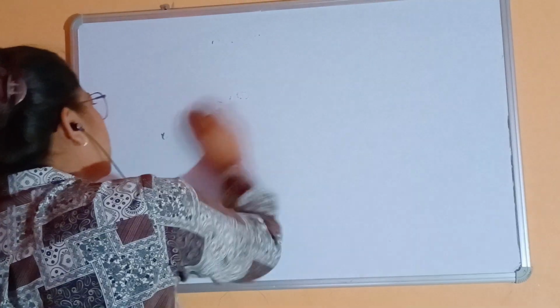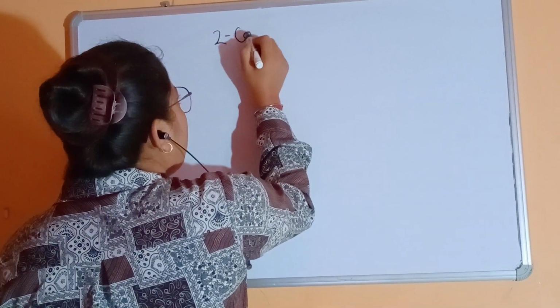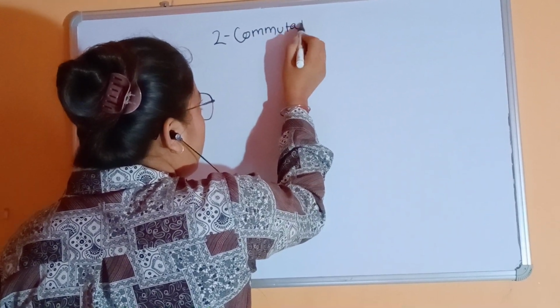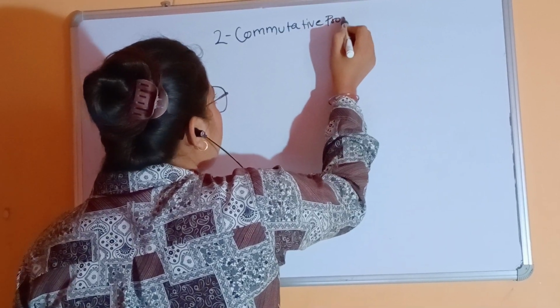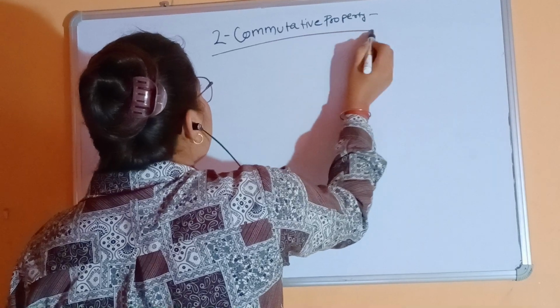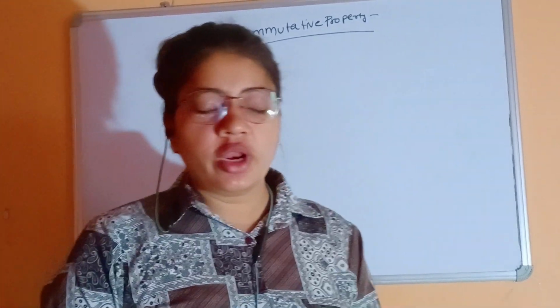So we will discuss the commutative property here. Now the second property is the commutative property. First we will see what the commutative property is.